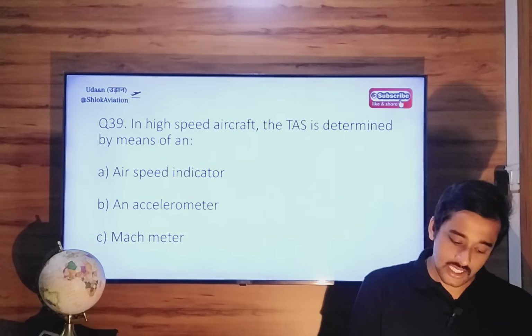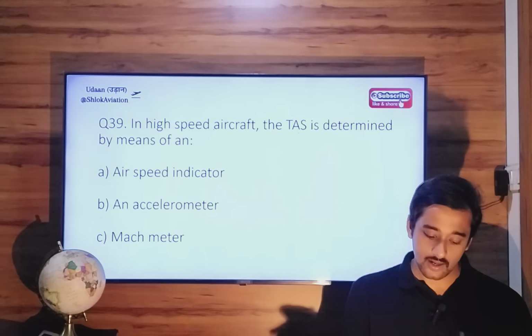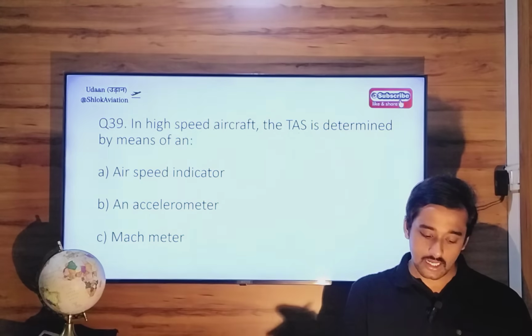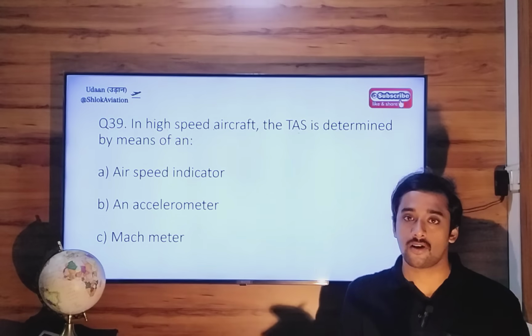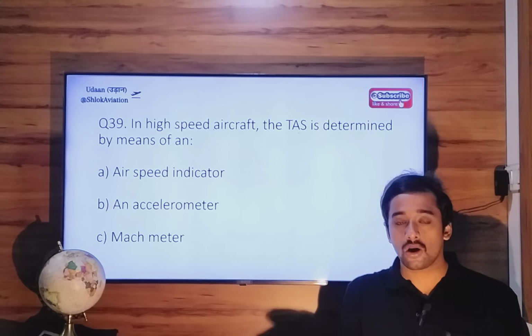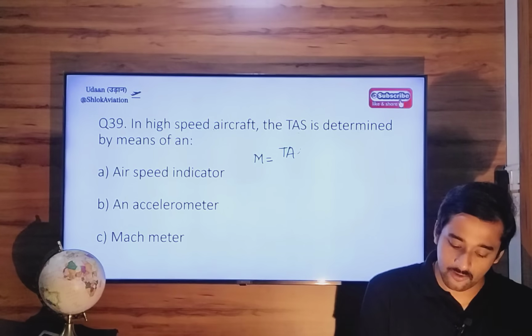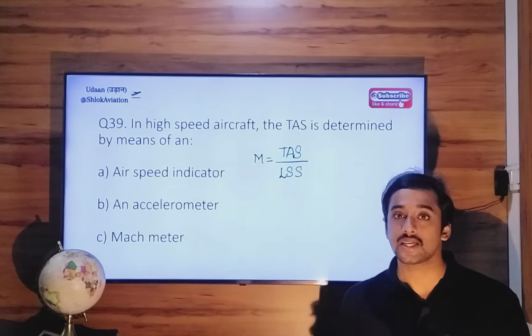39. In high-speed aircraft, the true airspeed is determined by means of what? Airspeed indicator. So it will indicate indicated airspeed, calibrated airspeed. Mach meter, yes. So when your aircraft flies at tremendous speeds, very high airspeeds, you are going to use a Mach meter. Now the Mach meter indicates Mach number, which is nothing but a representation of true airspeed of your aircraft with respect to the local speed of sound. Let's say you're flying at ISA mean sea level.